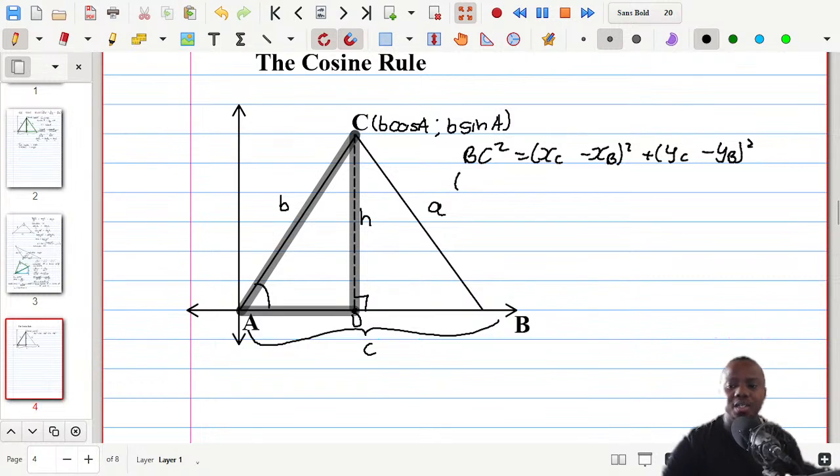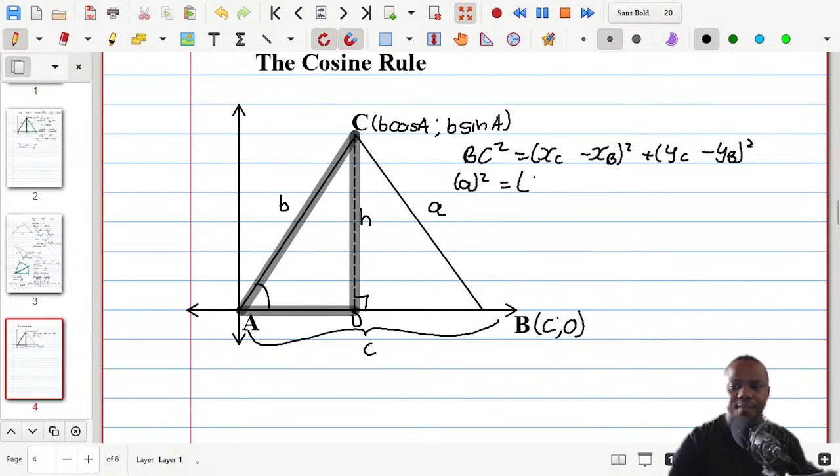So BC, that's a squared. This is equal to the x value of c. By the way, we forgot to get the coordinates of b here. Now, the distance from a to b is the x coordinate of b, because a to b is measured from the origin. So the x coordinate of b would be c, and the y coordinate is 0 because it's on the x-axis. Let's substitute.